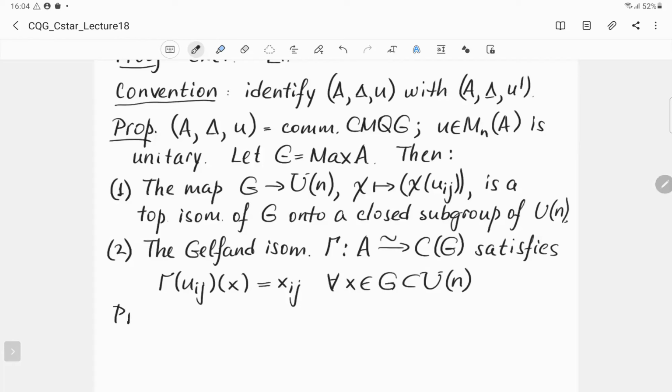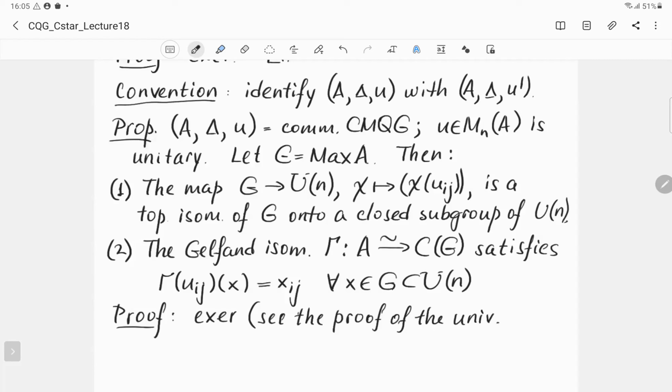Again, the proof is a nice exercise for you. Actually, the proof is very similar to the proof of one of our earlier results, namely the proof of the universal property of the algebra of continuous functions on the SU2 group. If you use the same argument you will easily get the proof of this result.